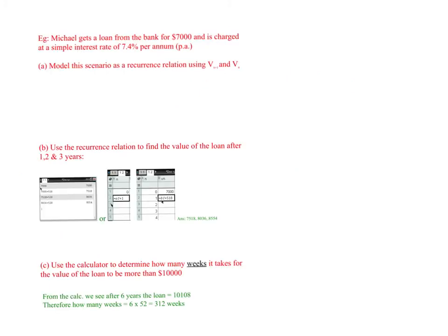All right, so let's do a couple of examples here. So Michael gets a loan from the bank for $7,000. What I'm going to show you now is how you approach these questions when you're in your exam. So he gets a loan from the bank of $7,000, so I know that's the original amount. It is the principal, but we are calling it V0. So you might start writing V0 above it.